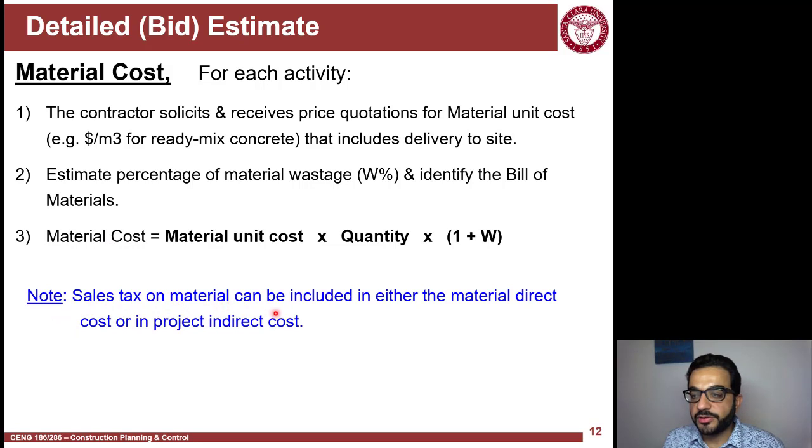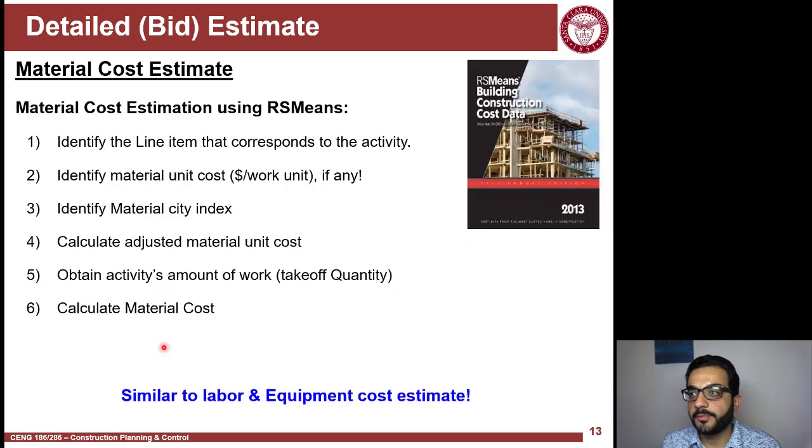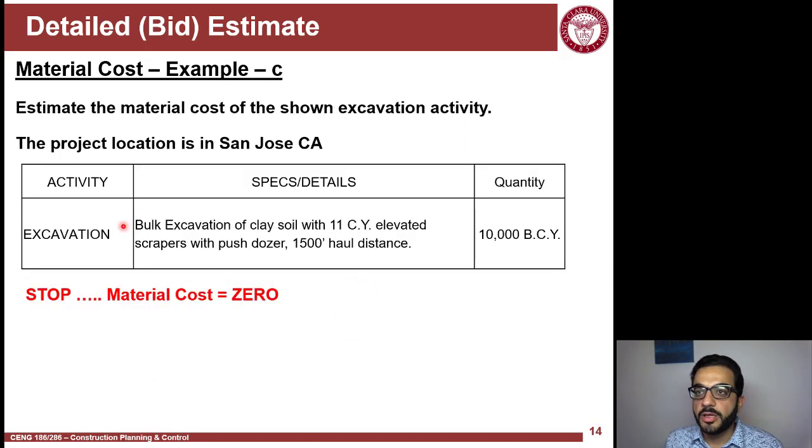Sales tax can be included in the price that you are including for the material, or you wait until it's included in the total overhead cost or indirect cost of the project. It's your choice, but you have to make sure that you're not double counting. So these are the steps of the material cost. We'll go over each one of these, and you'll see it's a similar process, especially the first couple of steps, to the labor and equipment.